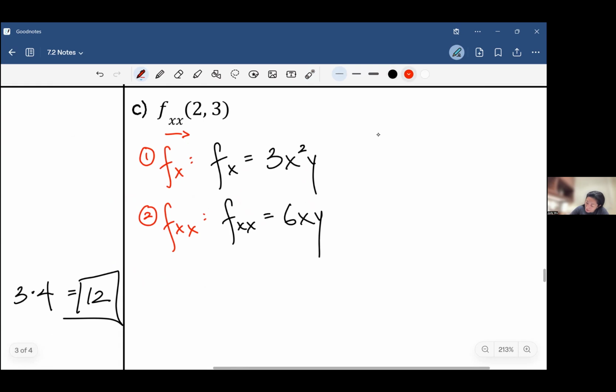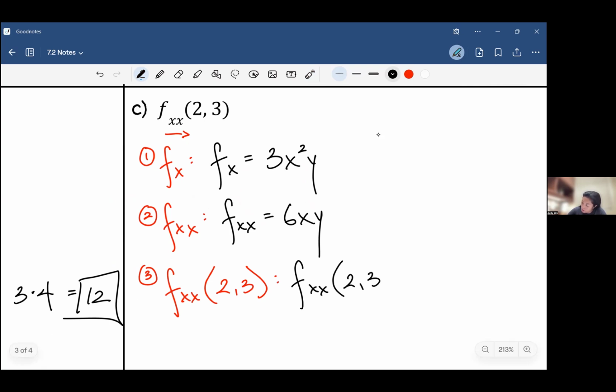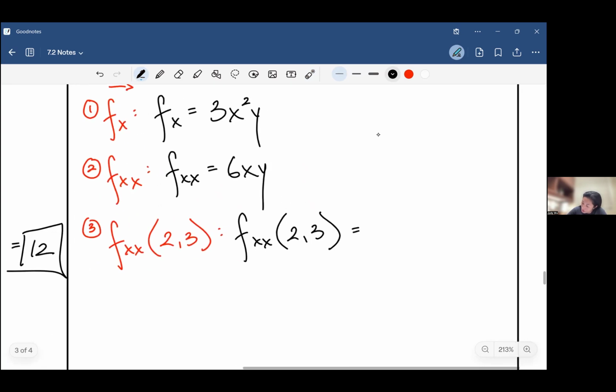All right, last step. Now we're going to evaluate. We're going to say what happens. What is the slope exactly at the point 2 comma 3? So fxx of 2 comma 3 is going to be 6 times 2 times 3. And when we multiply, we just multiply. There's no distribution here, okay? So we don't want to distribute the 6 to the 2 and the 3. This really just says 6 times 2 times 3, even though we have the parentheses there, okay?